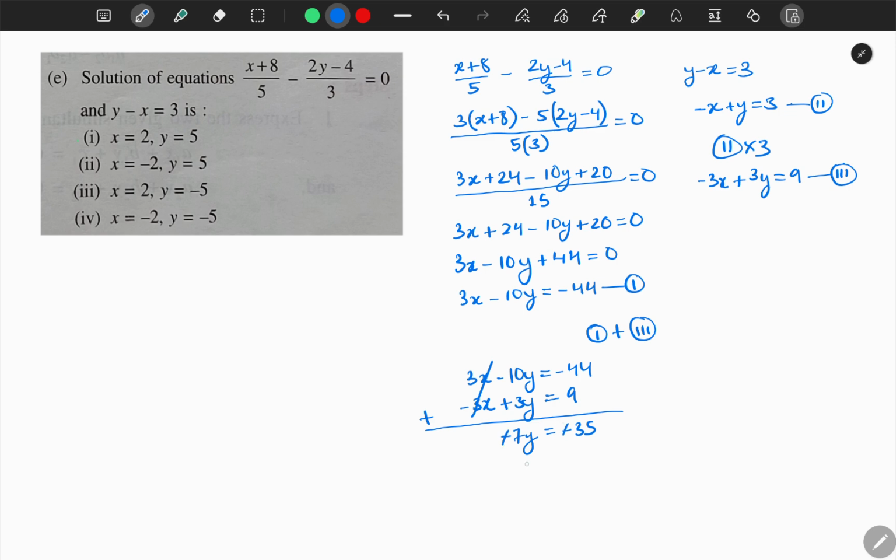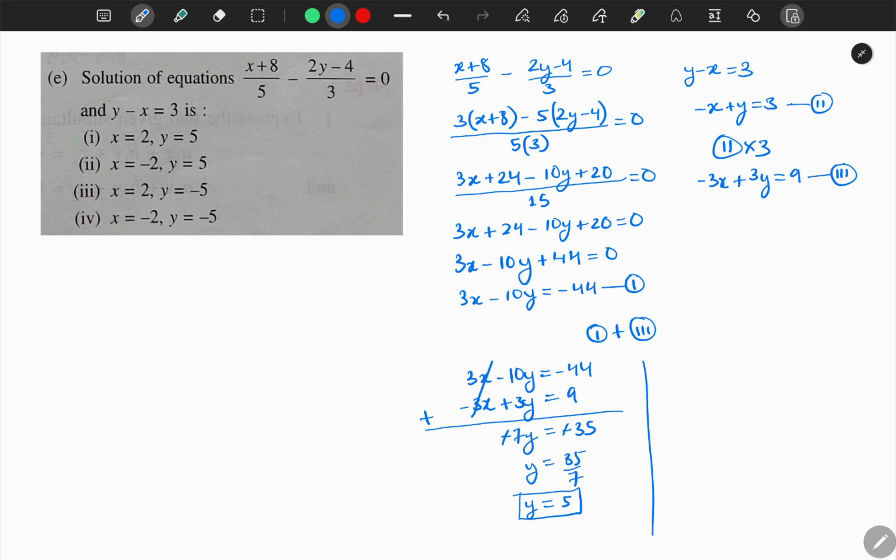Minus and minus cancels each other. 7 is in multiplication here, goes there in division. y equals 35 by 7. And 7 ones are 7, 7 5s are 35. So the value of y I got is 5.